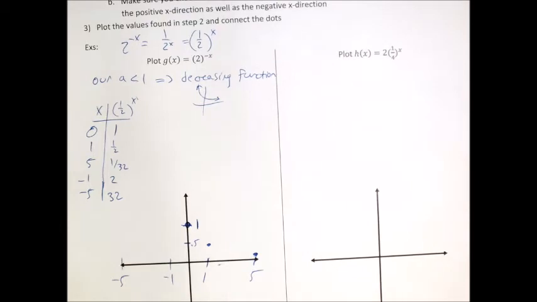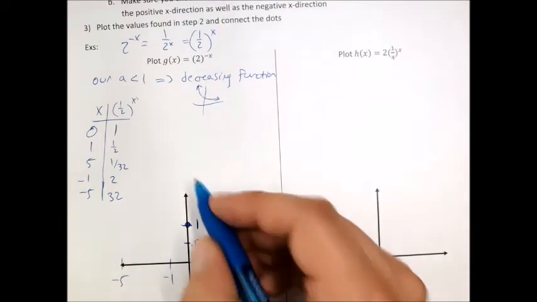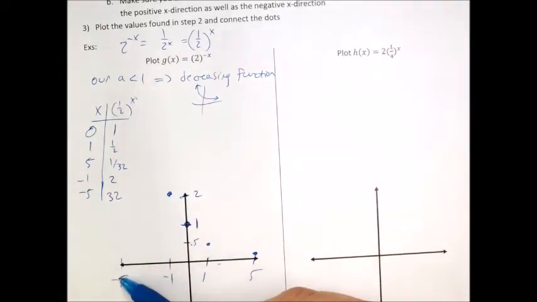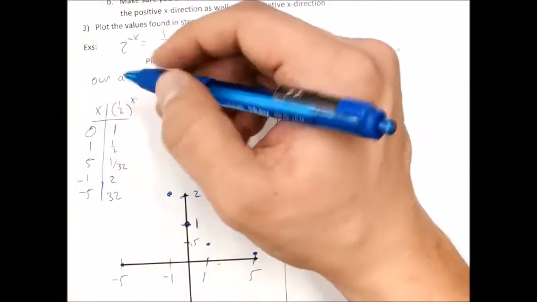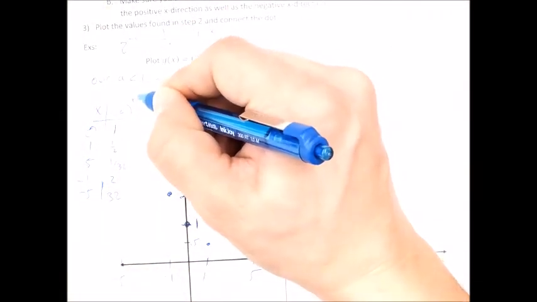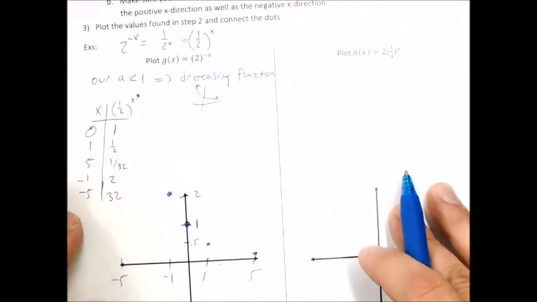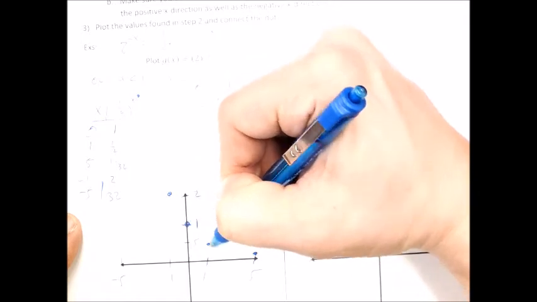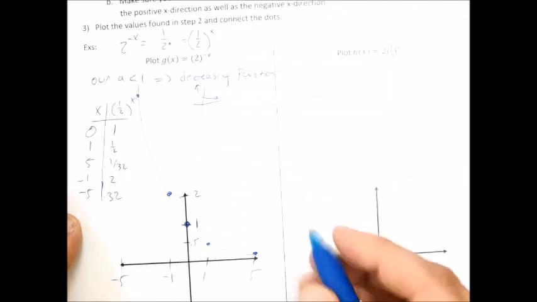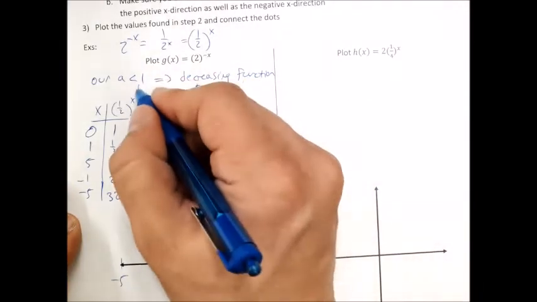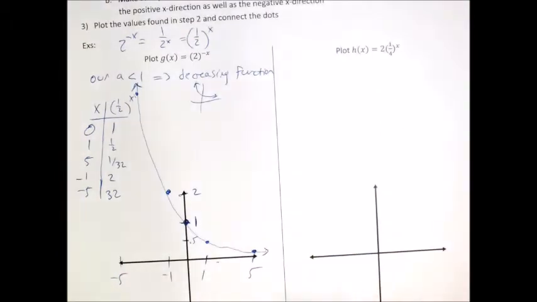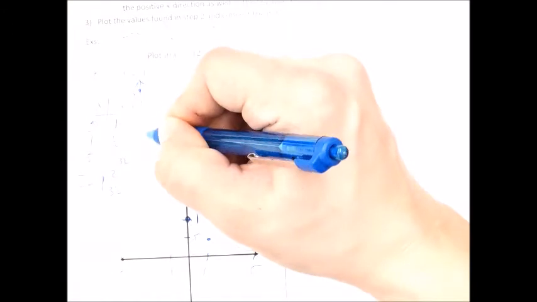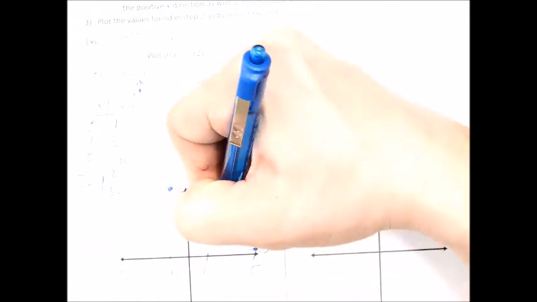And then at -1, we were up here at 2. And then at -5, we were at 32, so that's like way up somewhere. I'm going to put it way up here, although I don't know if that's quite accurate or not. But you can see we get the right shape when we connect these dots. We get this decreasing kind of function. And it fit the general idea of what we thought it should look like. And that looks pretty good.